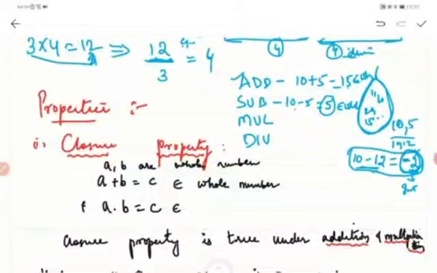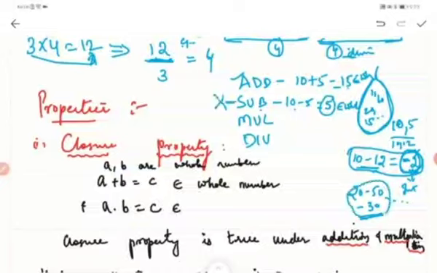So under subtraction, you have many cases like this. 20 minus 50 and many other examples do not belong to whole numbers. 20 minus 50 will be minus 30. When you study integers, you'll understand how it comes to minus 30. All right, so this means that the closure property under subtraction is not true.